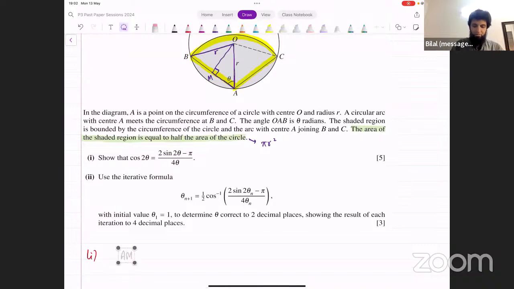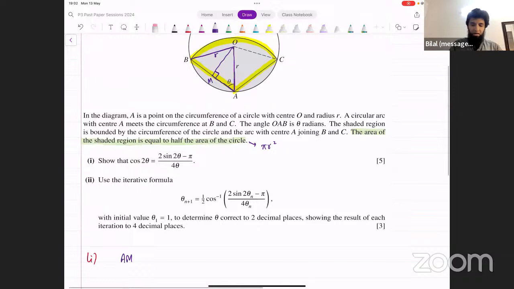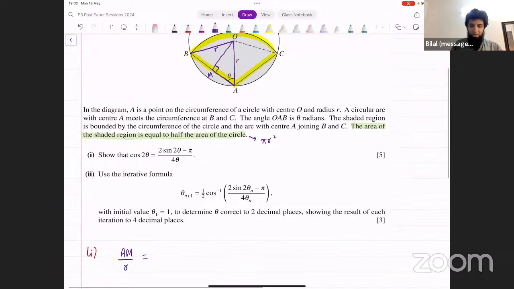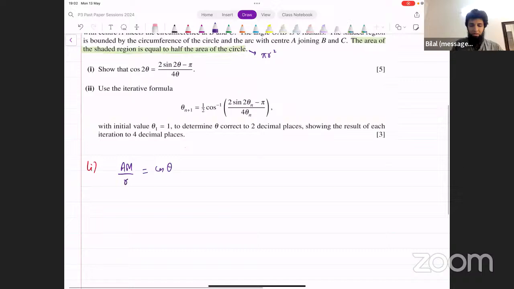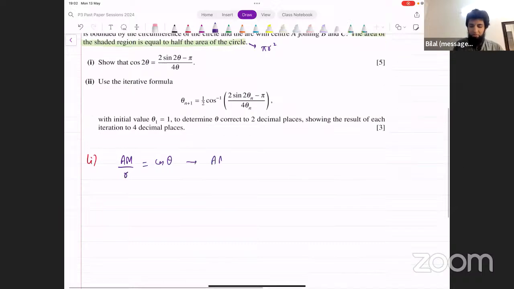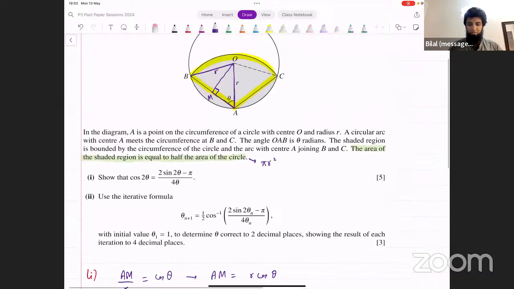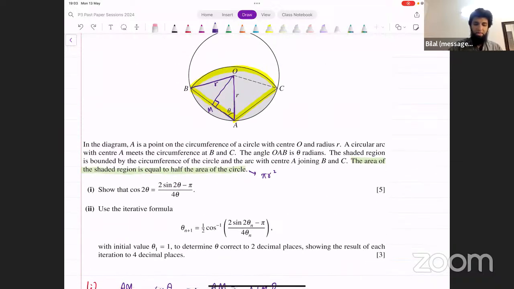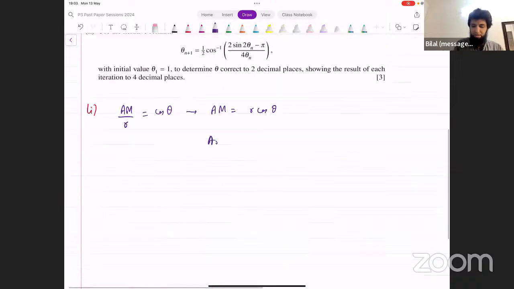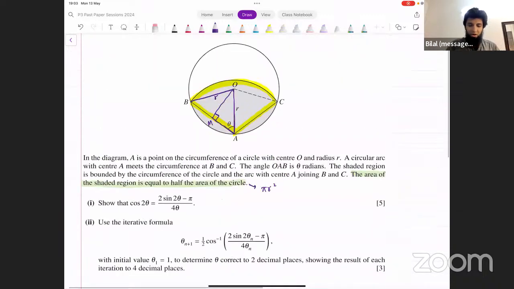AM is the base, R is hypotenuse, AM over R, that is given by cos of theta, right? Cos theta equals AM over R. So now you can say AM therefore equals R cos theta. Now if AM is R cos theta, what about AB? AB is going to be twice that. So AB equals 2R cos theta. And that is the radius of this yellow sector that we've got here. That's the radius of the sector.